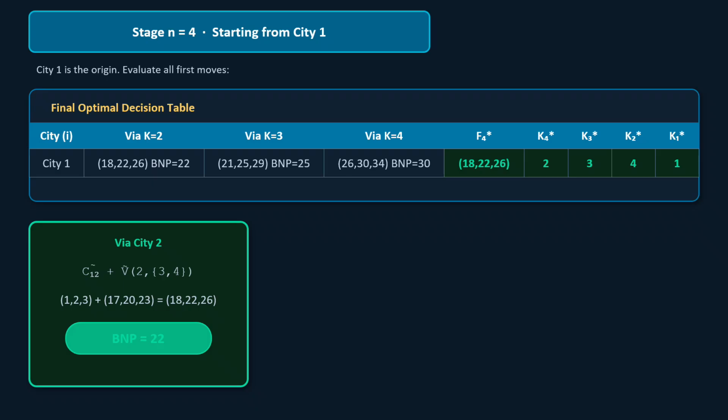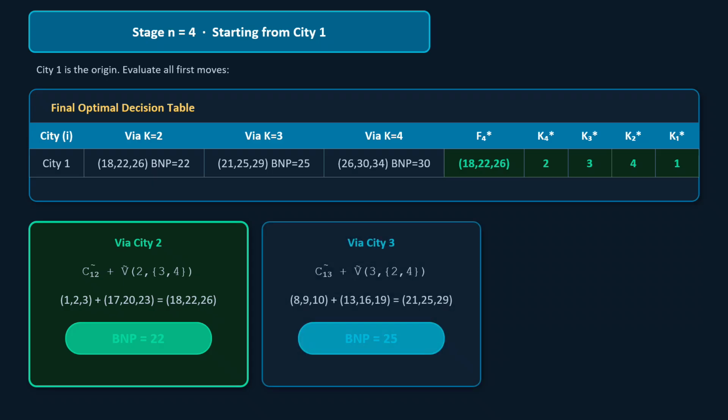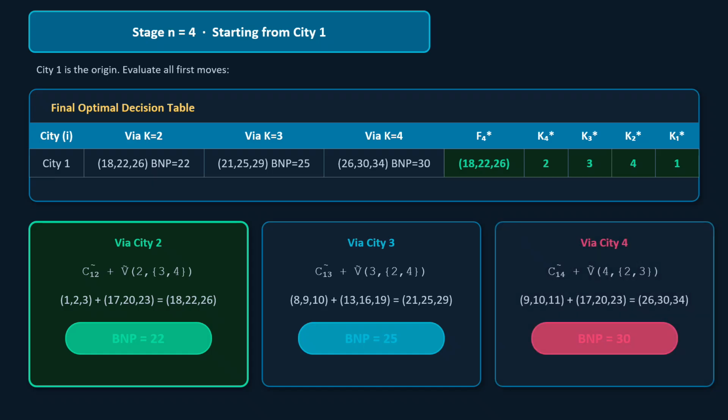Route via City 3. From C1 to C3. Cost 8, 9, 10. V of C3 with 2, 4, which was F3 star for City 3 equals 13, 16, 19. Sum 21, 25, 29. BNP equals 25. Route via City 4, from C1 to C4.